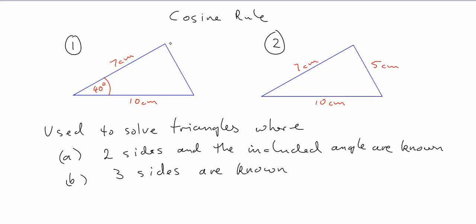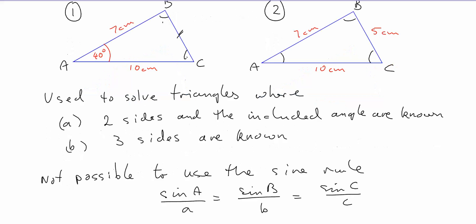So in the first case, this side opposite the 40 degrees there, and the other two angles can be found. So those two angles and that side. Or in the second case, we can find the other three angles with the cosine rule. Now, it's not possible to use the sine rule in these two cases.